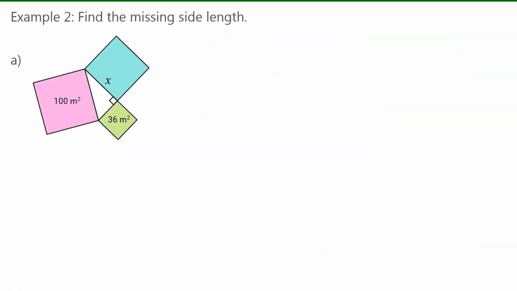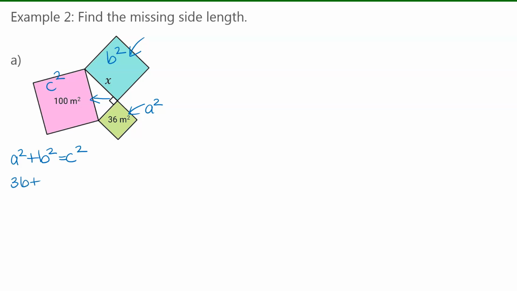Example 2. Find the missing side length. In this diagram, they're giving us the area of the big square and one of the squares on the legs. If we remember, the Pythagoras theorem tells us that the areas of the two smaller squares, A squared plus B squared, is equal to C squared. In this case, I'll call this square here A squared, this square here B squared, and this square C squared.